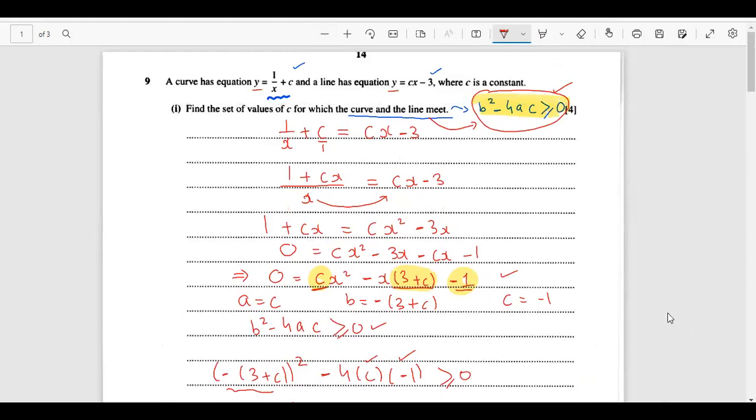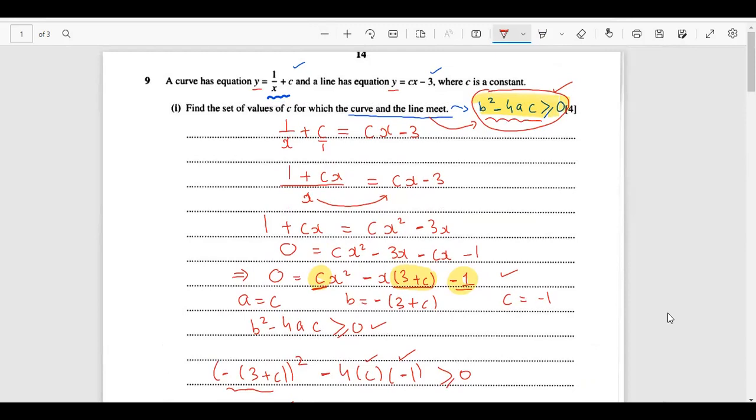In the previous part, the statement was that the curve and the line meet. So this is what we used. Now the examiner is saying the curve and the line are meeting at one point only, or in other words, the line is tangent to the curve, right?